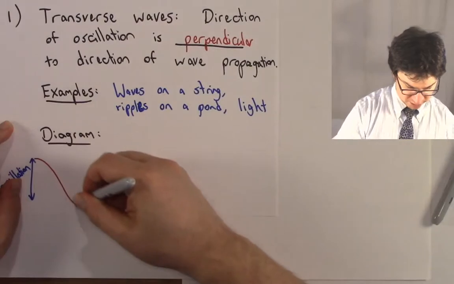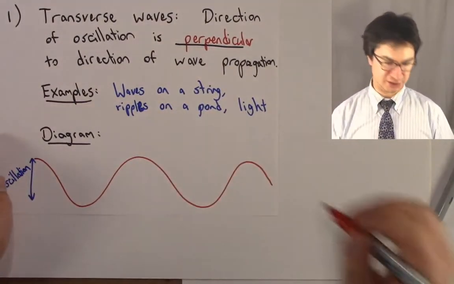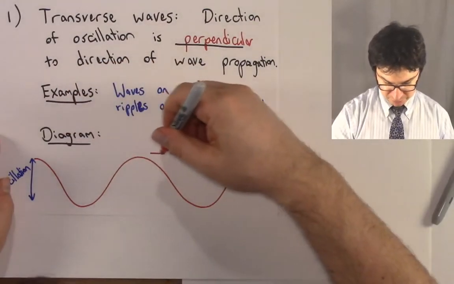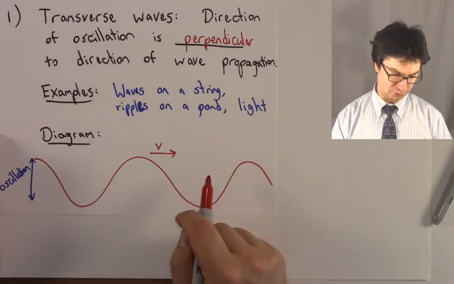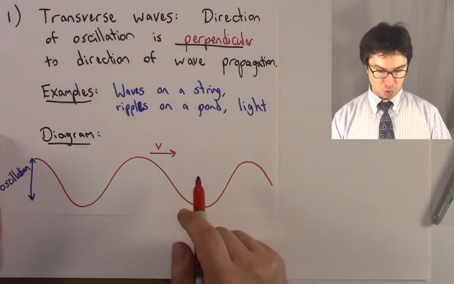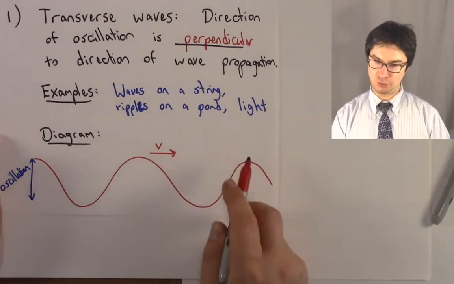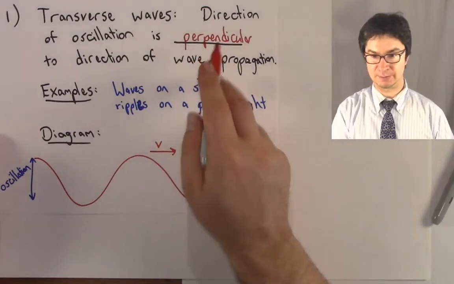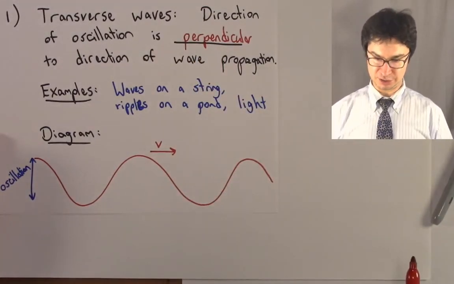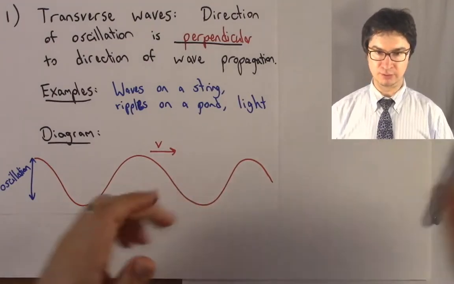So here's our wave. And we're going to give this wave a velocity vector, okay? Let's put a velocity v on the wave to show that the wave is traveling to the right. And we can see that the oscillation's up and down, the velocity's to the right, and the angle between up and down and right is 90 degrees, and that's where we get the perpendicular from. All right, good deal. Let's move ahead.